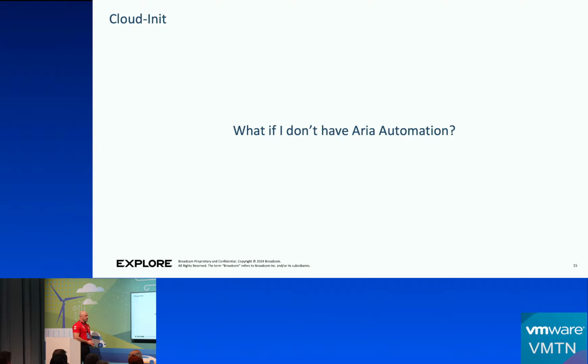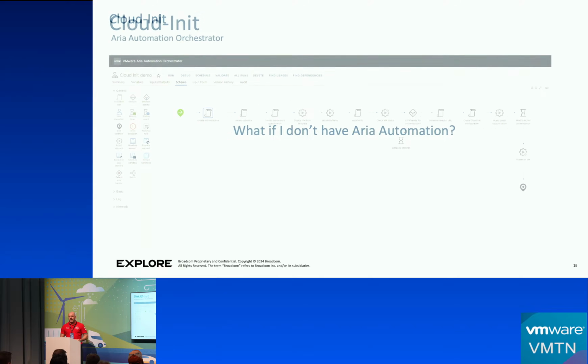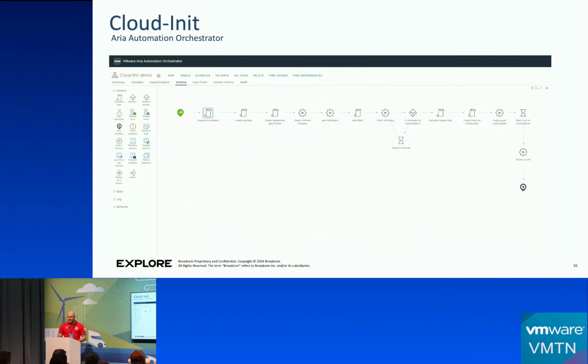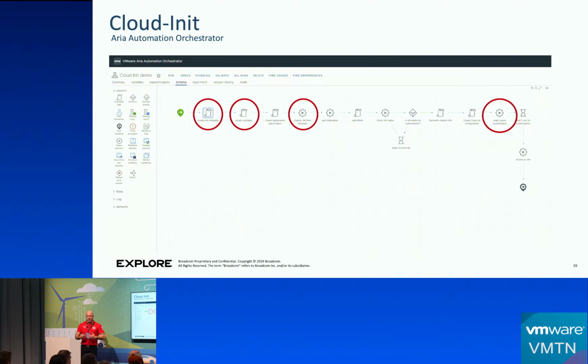But what if you don't have Aria Automation? Chances are you have Aria Automation Orchestrator. Orchestrator is included in most vSphere licenses today. To automate the customization process, we need to build a workflow that creates our metadata, creates our user data, clones our Cloud-Init-enabled template, customizes the virtual machine using the vSphere customization API, and powers on the virtual machine.